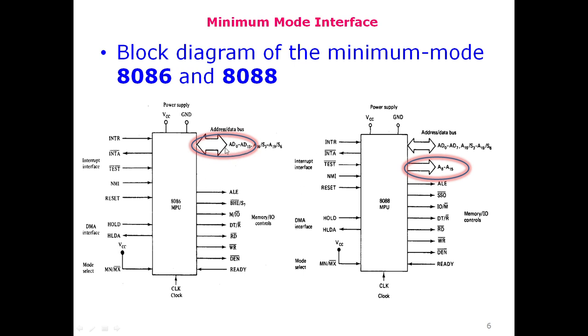So the address and data bus multiplexing is different in both of these microprocessors. Here the 16-bit address and data are multiplexed, and here only the 8-bit address and data are multiplexed. A8 till A15 in the 8088 microprocessor is not multiplexed with data, so these pins are only used for the address transmission.